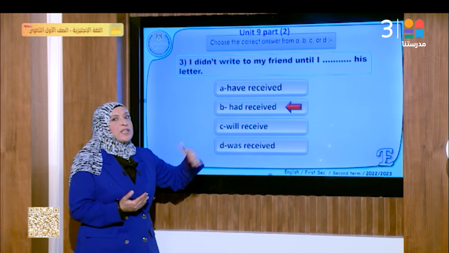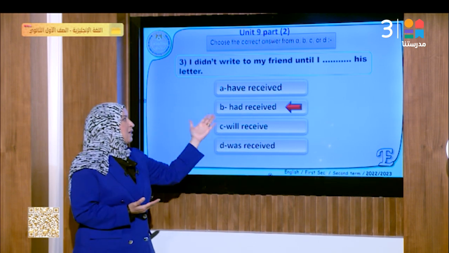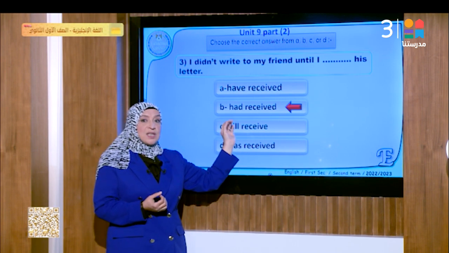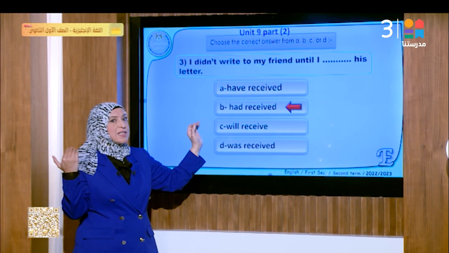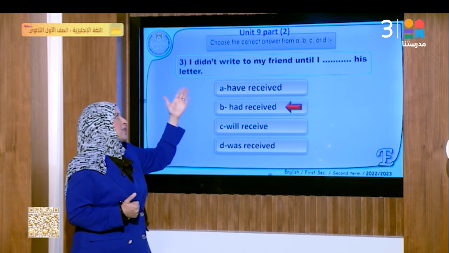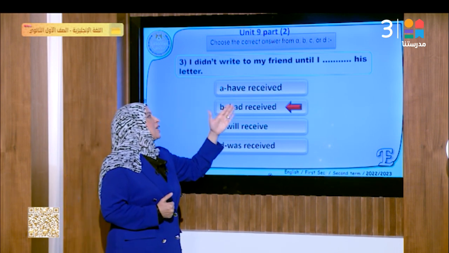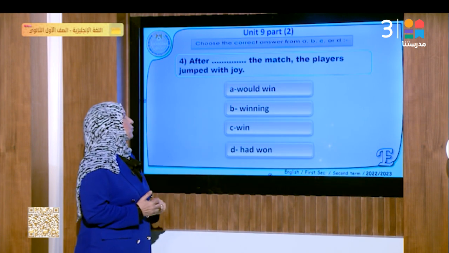Again, when do we use the past perfect tense, had plus past participle? We use it with the first action, with the action which happened first in the past. So: I didn't write to my friend until I had received his letter.